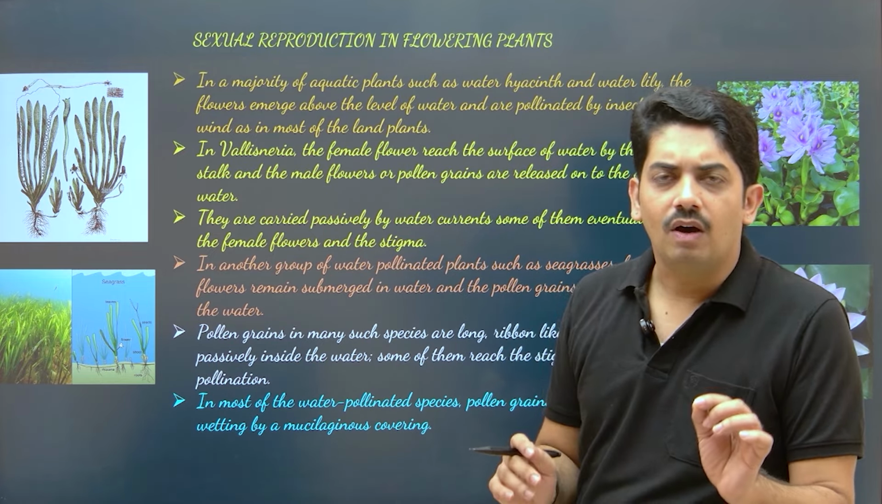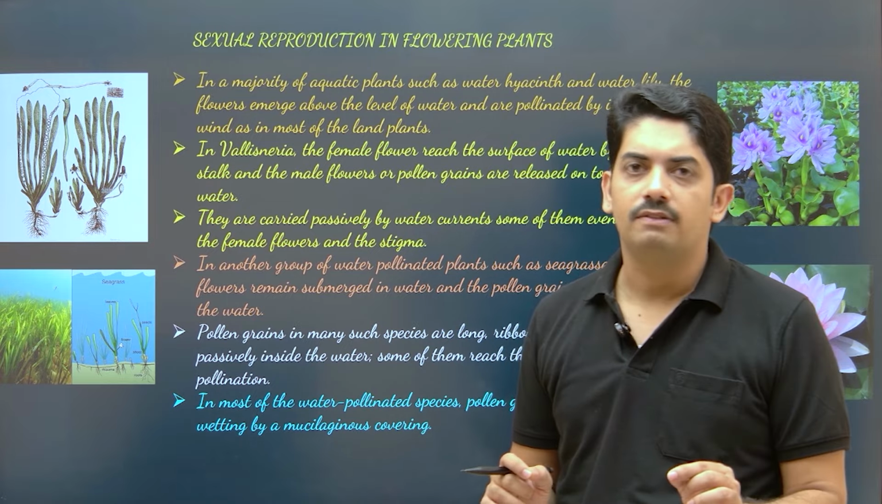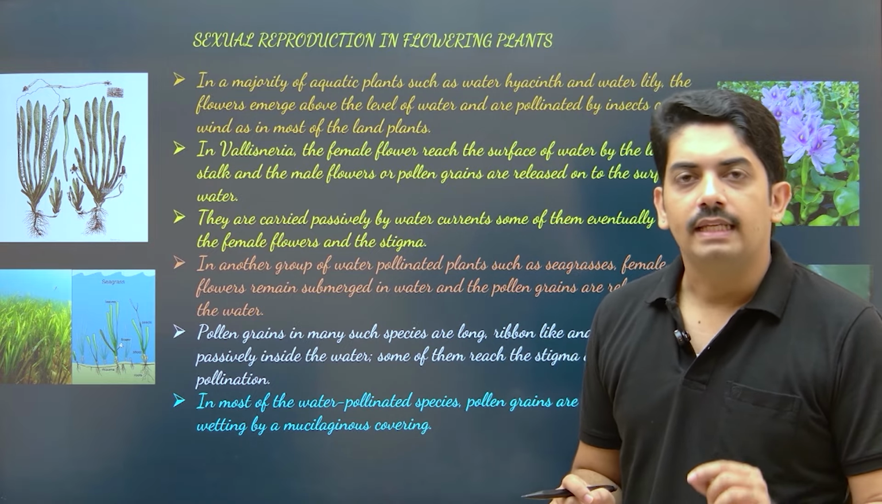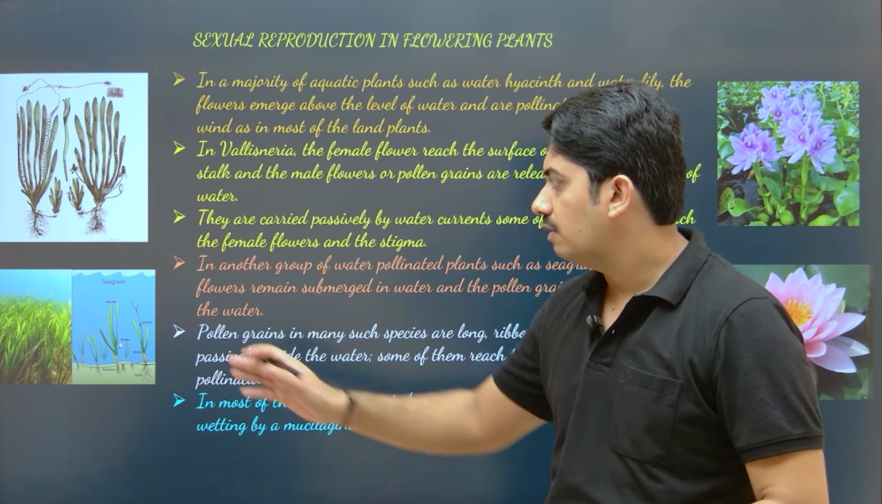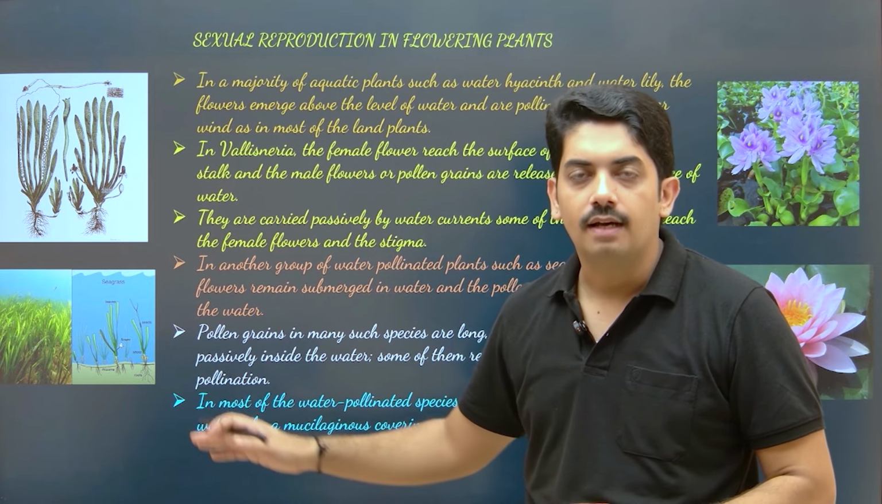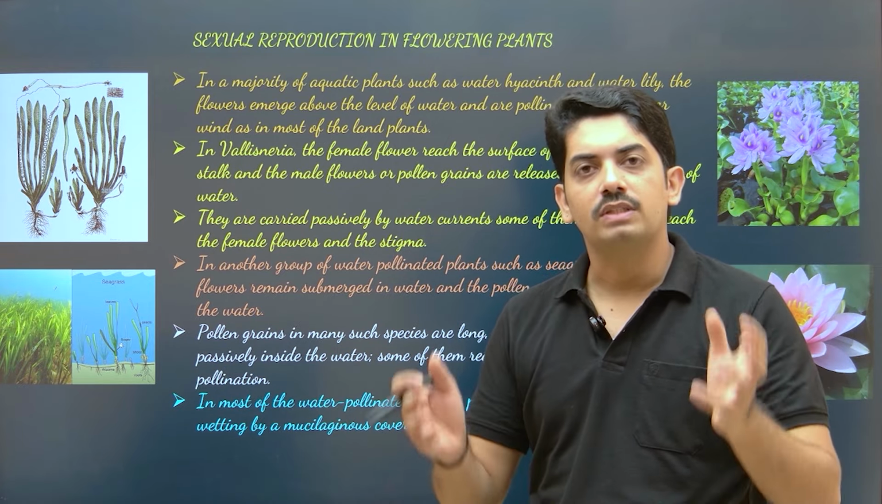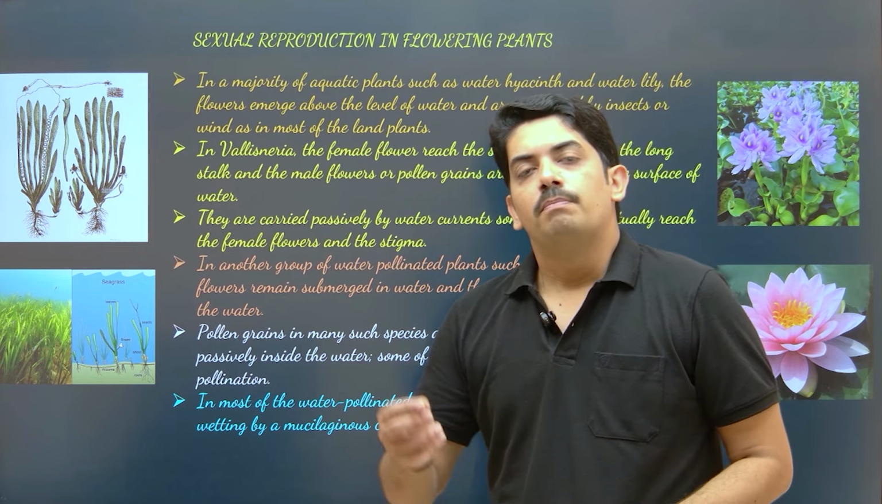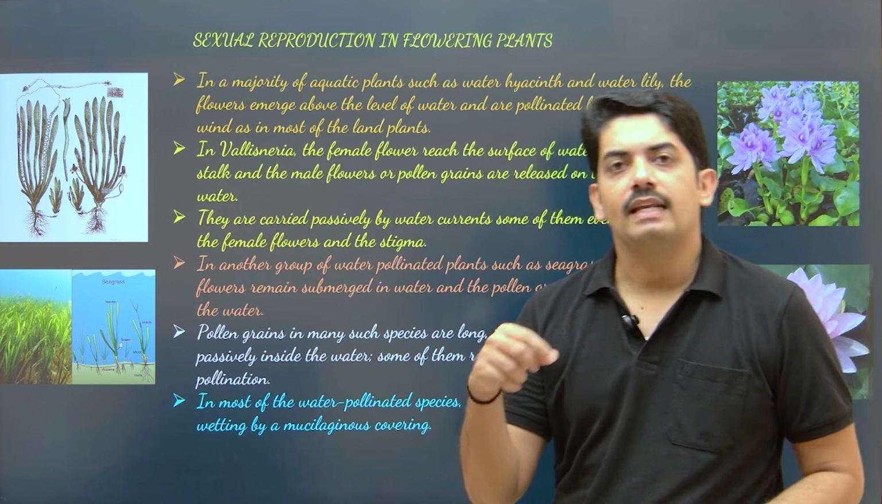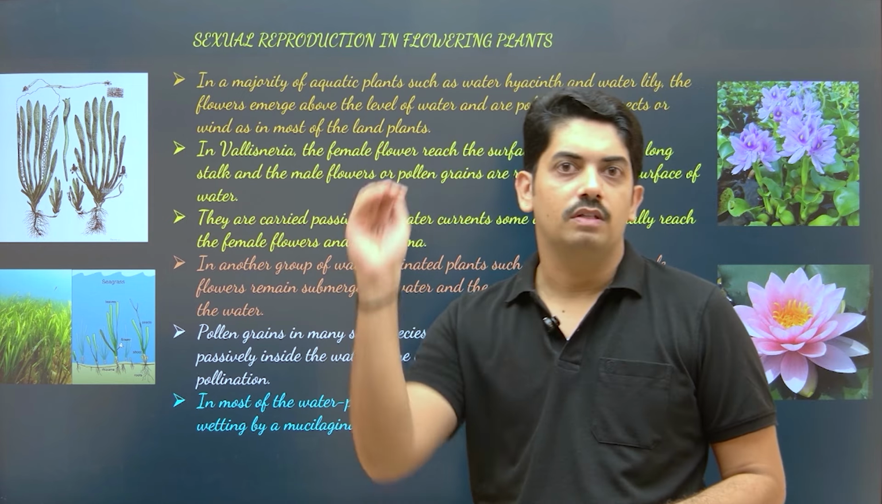Now this is seagrass. Slight difference. See, all these concepts are very important for competitive exams. In the case of Vallisneria, the female flower reaches the surface, but in the case of seagrass, in Zostera, male and female flowers are both completely submerged. Okay, now pollen grains are released in the water, not onto the surface.